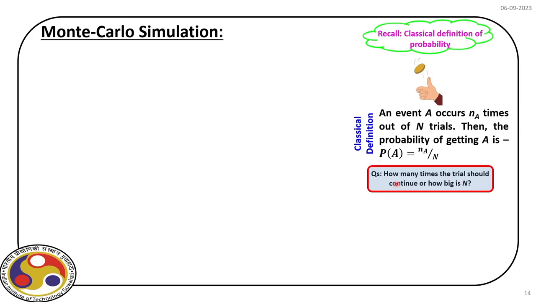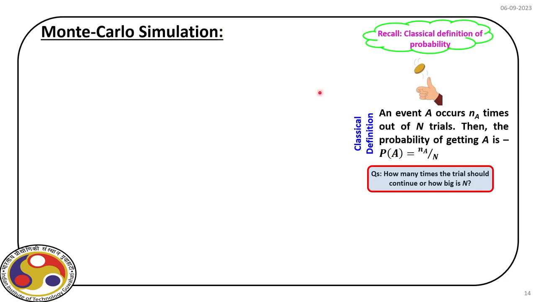Of course, we had a question how big this capital N should be, because in the case of tossing a coin, we know what the possibilities are and we know how many trials we have to do. But in the case of a general random variable, we do not know what the exact number of N should be. We'll see how we can estimate this as we progress in this course. But for the time being, what we can conclude is that if we can conduct a sufficiently large number of trials, then using this model, we can find out the probability corresponding to an event A.